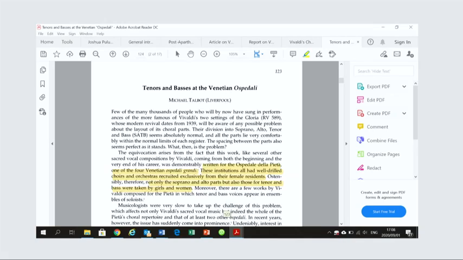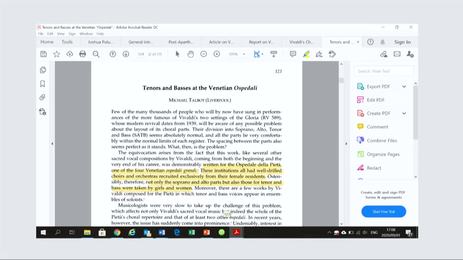Now, look at what I've underlined there, or what I've highlighted. You'll see it says that the pieces that Vivaldi wrote were written for the Ospedale della Pietà, one of the four Venetian Ospedali Grandi. So Vivaldi's Gloria was written for one of these ospedali. So we know that it was for this particular place. These institutions all had well-drilled choirs and orchestras recruited exclusively from their female residents. They only had females.